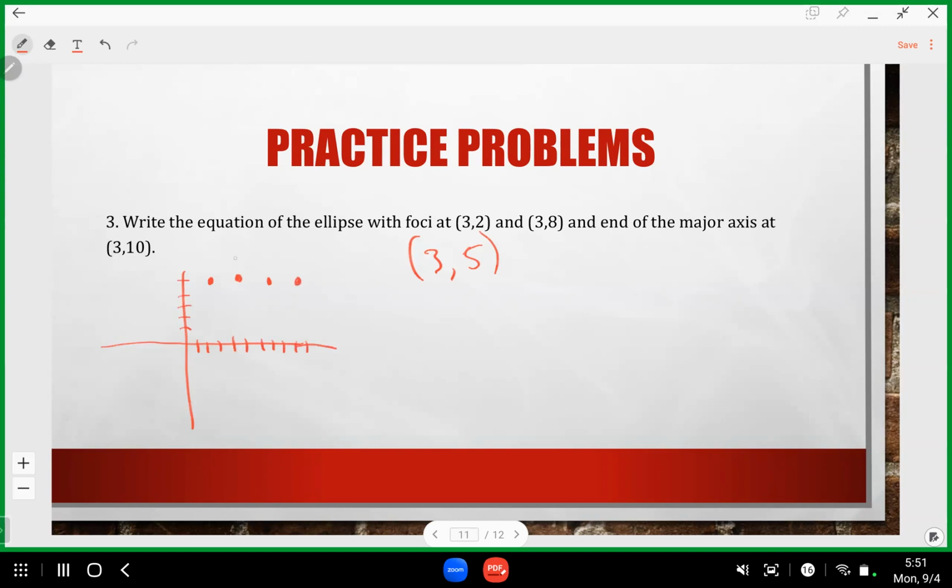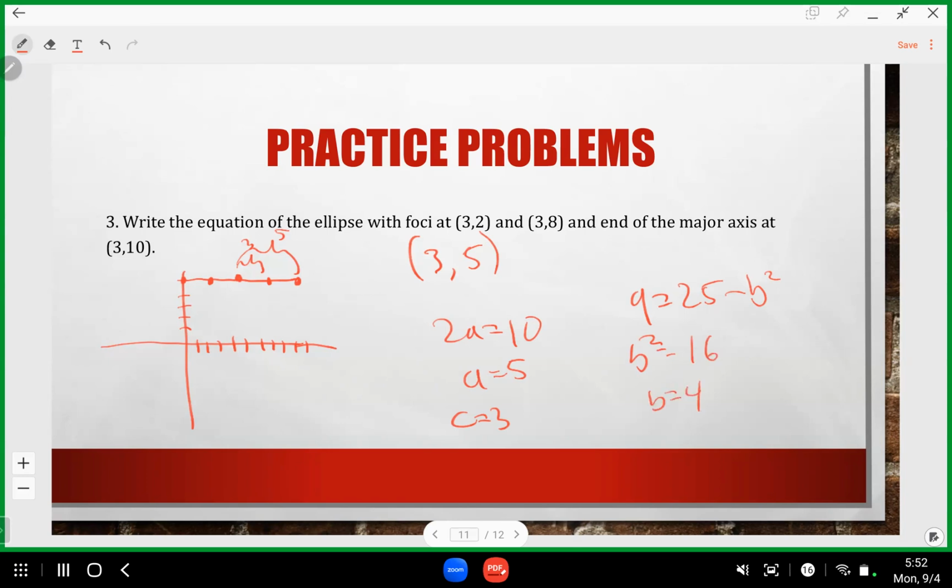So obviously this distance is 3 and 5, right? Since this is the major axis, 2a is going to be the length of the major axis, which is 10. Obviously, a is going to be 5. And we know that c is equal to 3. So 9 is going to be equal to 25 minus b squared. Then you can see that b squared is equal to 16 and b is equal to 4.